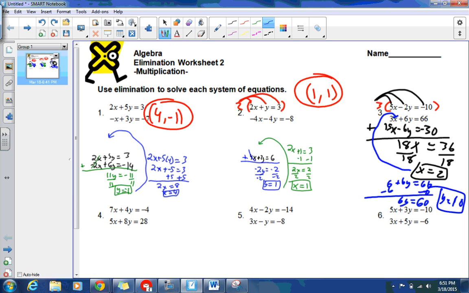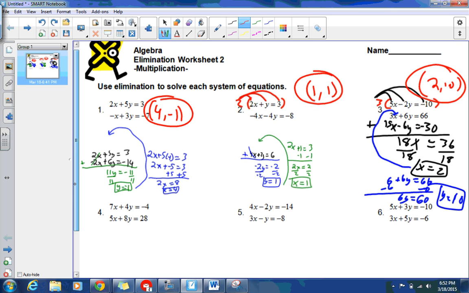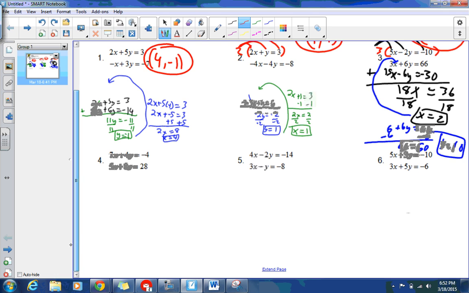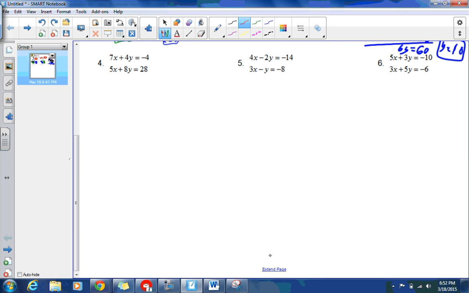Now we're in business. And if we write that as a solution, we'll have the solution for number 3 is 210. All right, moving on. We're going to go down to the bottom 3, numbers 4 through 6.